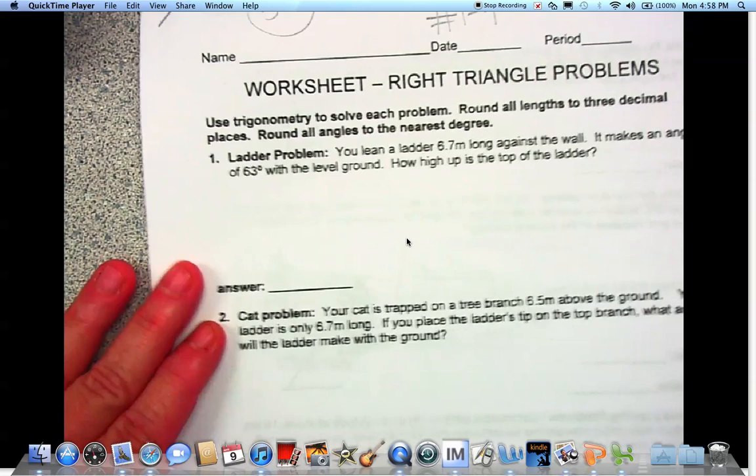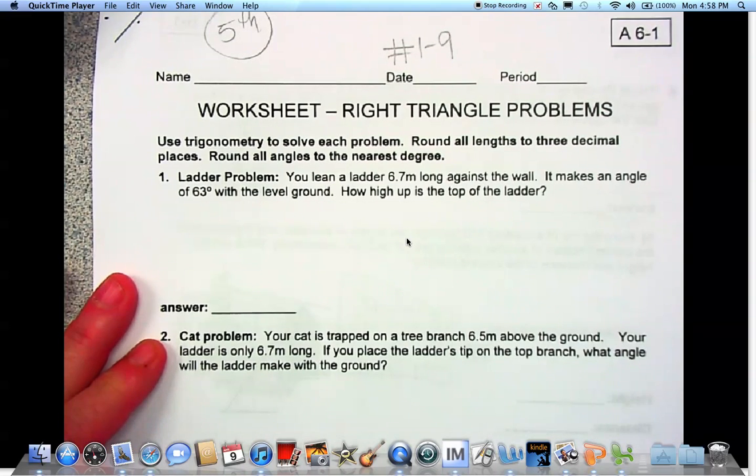Okay, and that is it. You're doing 1 through 9. If you have any other questions, try it yourself. If you have questions, you can come see me.